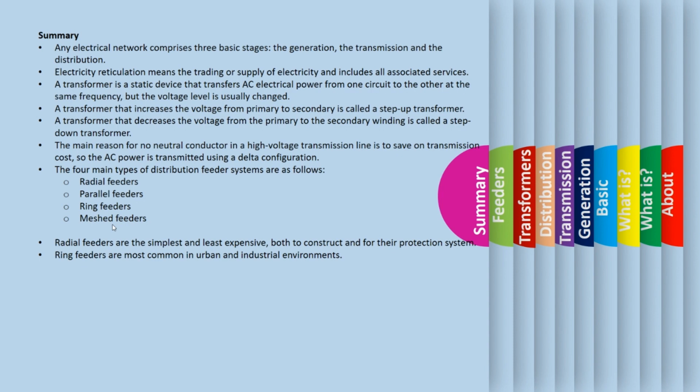The main reason for no neutral conductor in a high-voltage transmission line is to save on transmission cost, so the AC power is transmitted using a delta configuration. The four main types of distribution feeder system are as follows: the radial feeder, the parallel feeder, the ring feeder, and the meshed feeder. Radial feeders are the simplest and least expensive, both to construct and for their protection devices. Ring feeders are most common in urban and industrial environments.